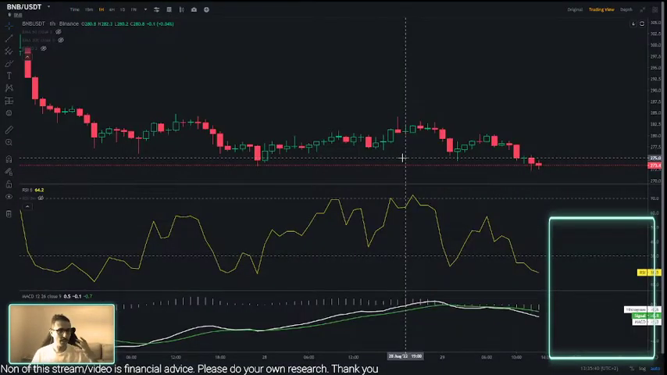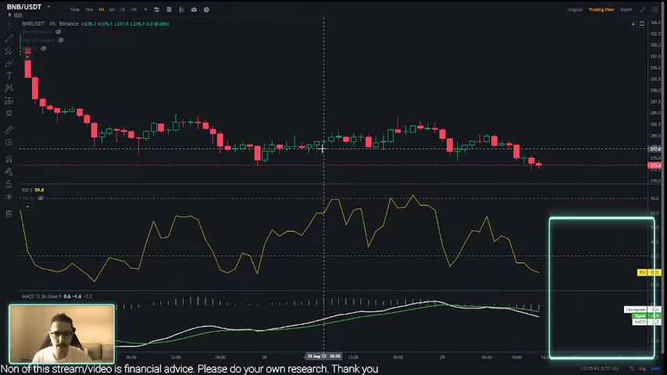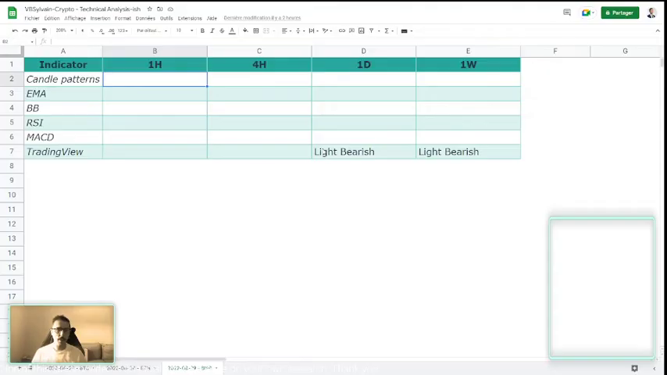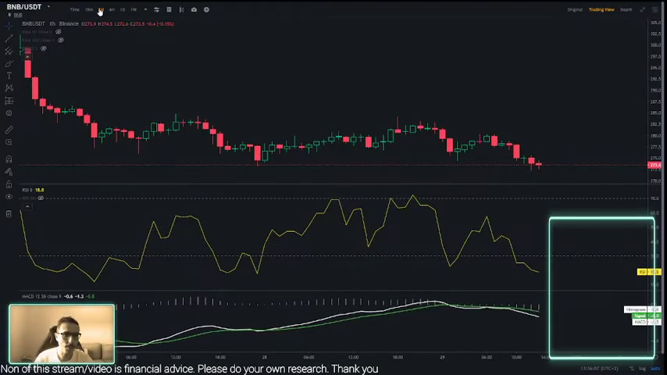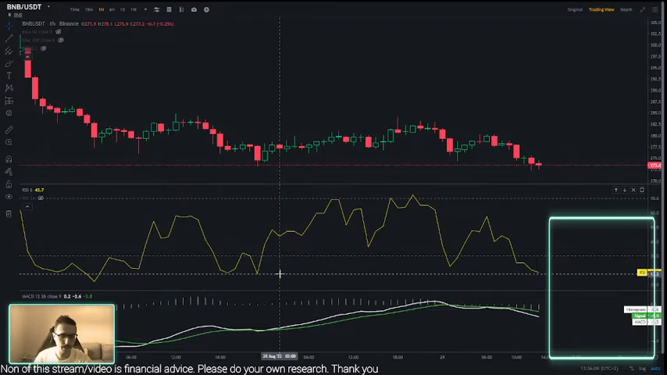So without any kind of further ado, let's start our technical analysis. As usual, we're gonna go through 5 different indicators. We'll try to find any kind of candle patterns, watch the exponential moving averages, the Bollinger Bands, the RSI indicator, and the MACD, and we're gonna start right off with the 1 hour time frame. So here we are, 1 hour, we have everything set up.